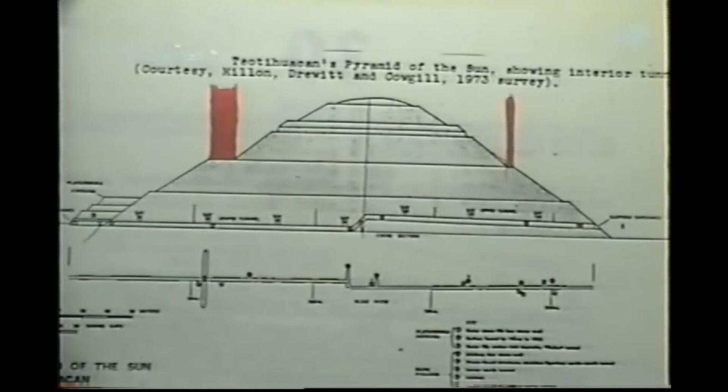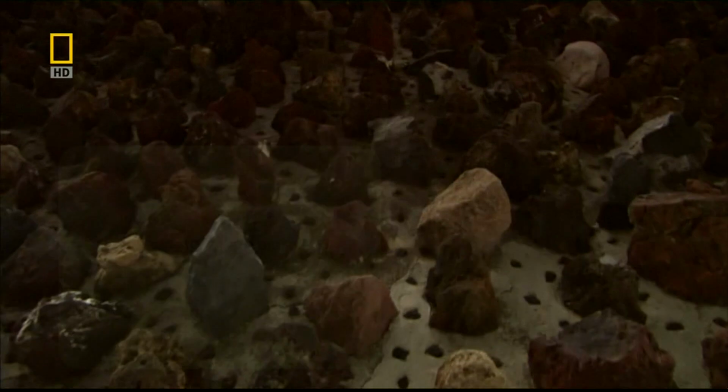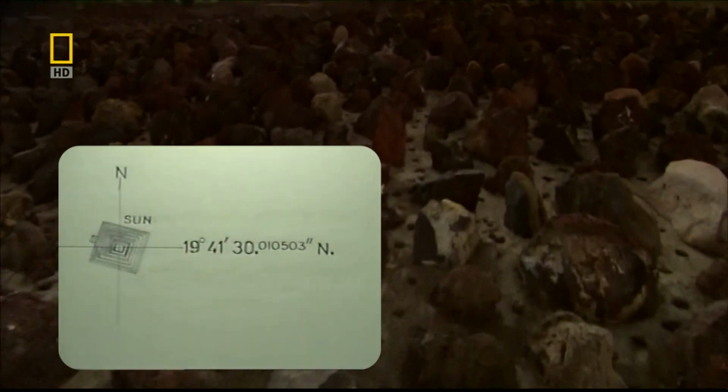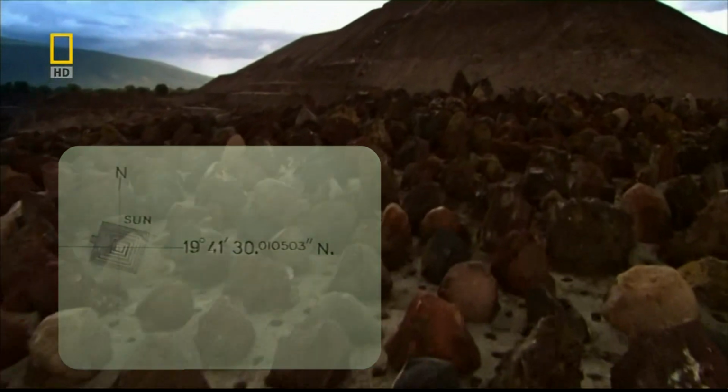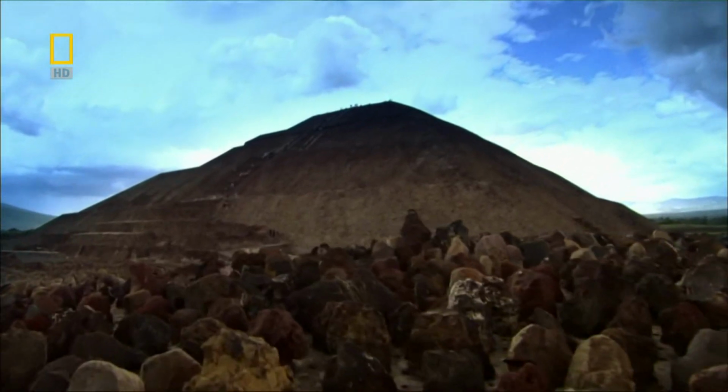In all, then, we have 2 pi, 4 pi, 5 pi, and 6 pi, speaking from the Sun pyramid. These present a simple pi multiplex, resulting in the value of 23,378.18184, a number which exactly encodes the Sun's latitude upon the Earth: 19 degrees, 41 minutes, and 30.0105 seconds north, dead center on the pyramid. Notice, dead center on the pyramid, not on its summit.